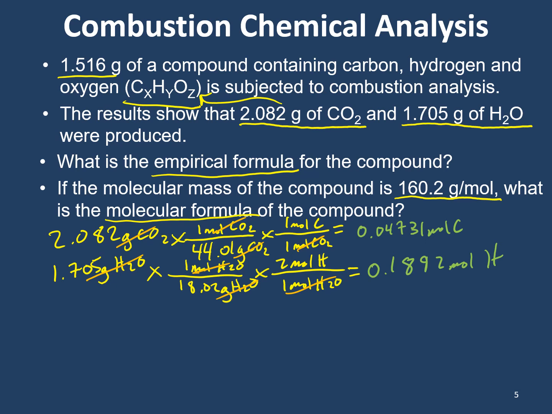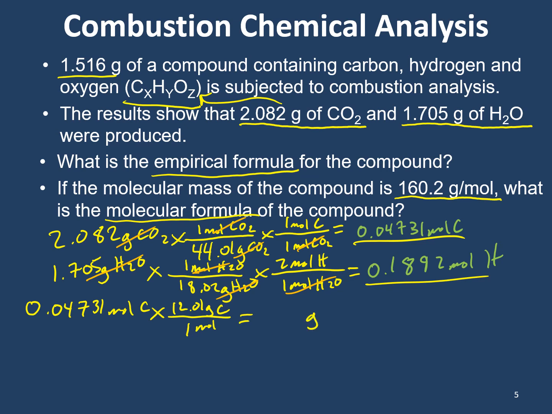Okay, so the next step here is to take these mole values that we calculated and get how many grams of them are present, so that we can back calculate how many grams of oxygen was in the original compound. So I know that 0.04731 moles of carbon, and if I multiply this by the molar mass of carbon, I can get the grams of carbon. If you do that calculation out, you get about 0.5682 grams of carbon present in the original compound.